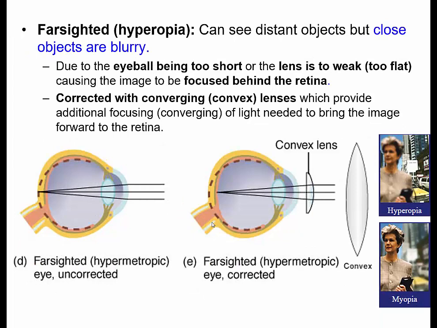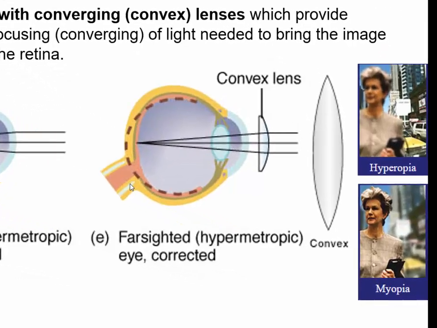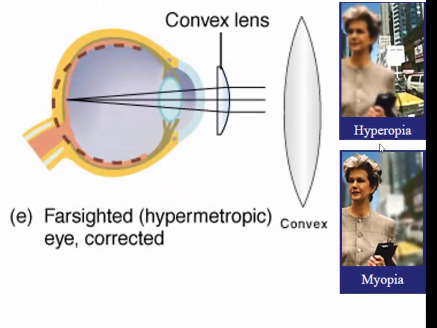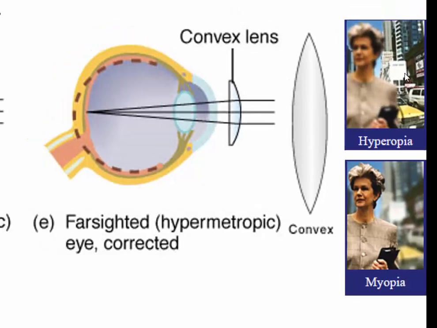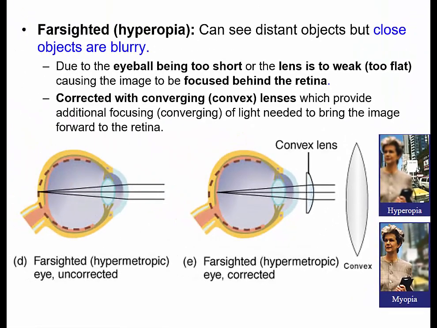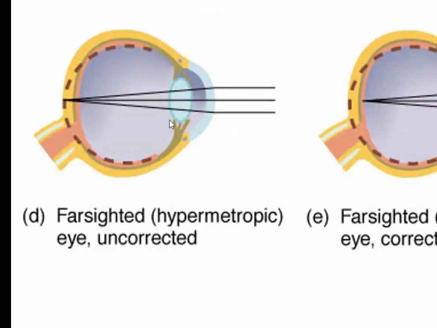In farsightedness or hyperopia, this is where the person can see distant objects, but close objects are blurry. As shown here, here's hyperopia, as I said before. An image that's close is blurry. Images that are further away are going to be clear. This can be due to an eyeball that's too short, as shown here, or the lens is too weak, too flat, it's not able to focus the image where it needs to be onto the retina.